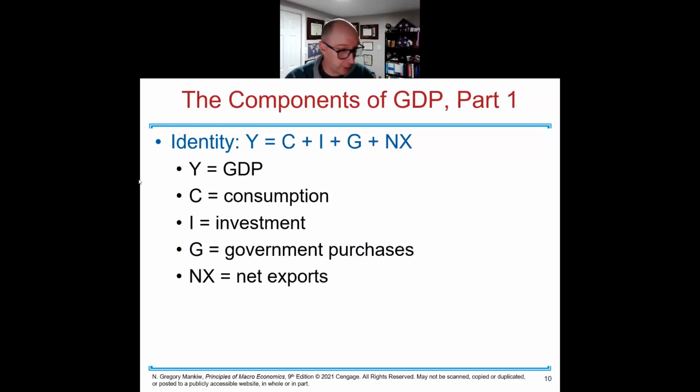Now there is a formula that you need to know in order to measure gross domestic product. The formula is not terribly complex, but it's important that you understand it. This helps us to measure the entirety of the gross domestic product. So the formula reads like this: Y equals C plus I plus G plus NX.